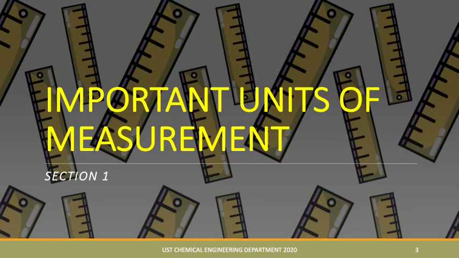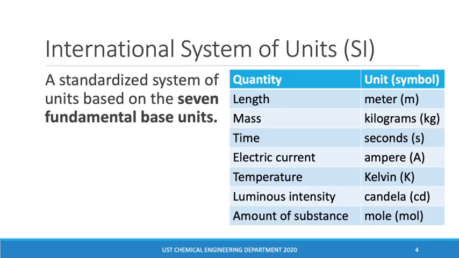So let's start with the important units of measurement. To express measured quantities, we will use the International System of Units, or the SI units, which is a standardized system that is based on the 7 fundamental units as shown in the table. These are called fundamental because these are the most basic units and may not be described as a function of other units. All other units of measurements, on the other hand, are called derived quantities because they are obtained from these base units. For example, density is a quantity that is derived from the base units of mass and length.